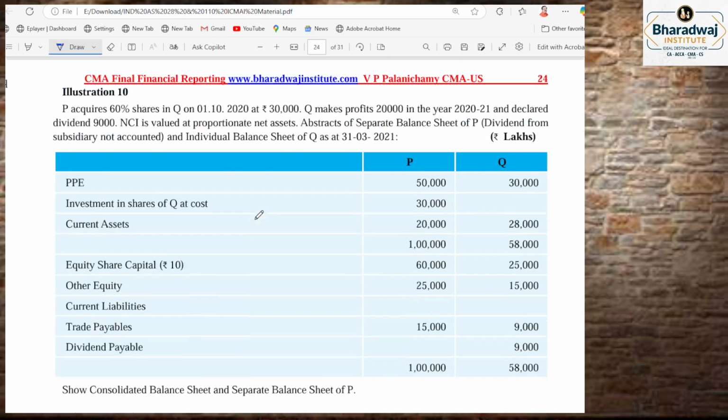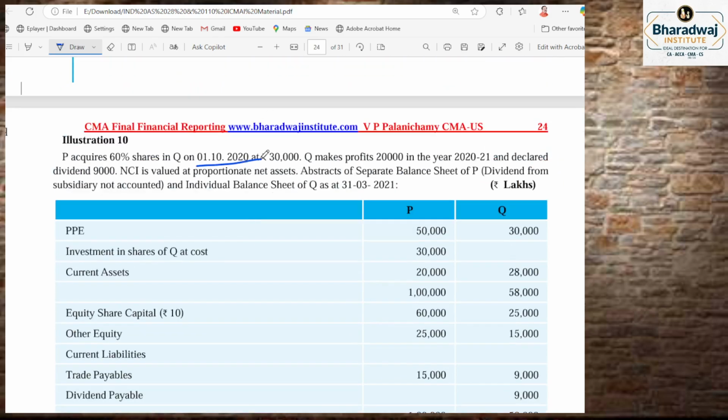Illustration 10 done. Okay, 1/10/2020 for 30,000. They made a profit of 20,000 for the year and declared a dividend of what? 9,000 is given to us. NCI is valued based on what? Proportionate net assets. Proportionate net assets is given.